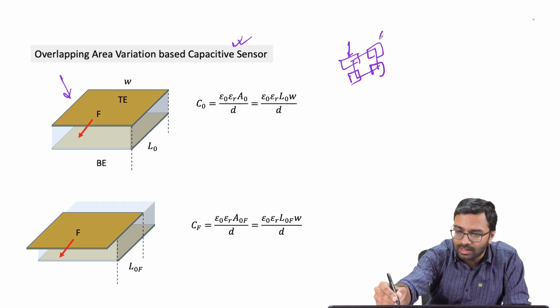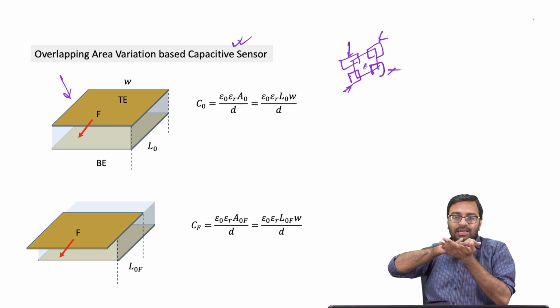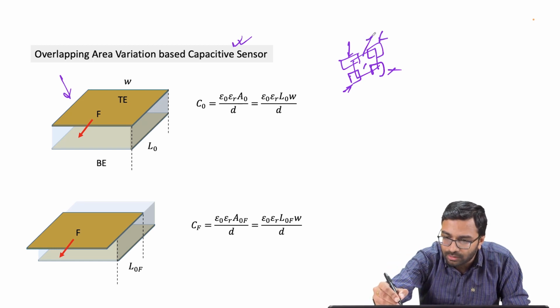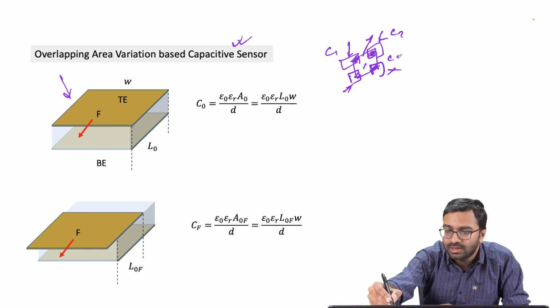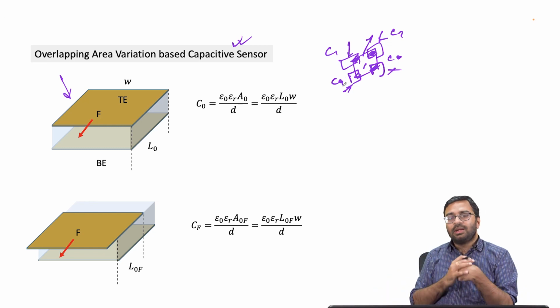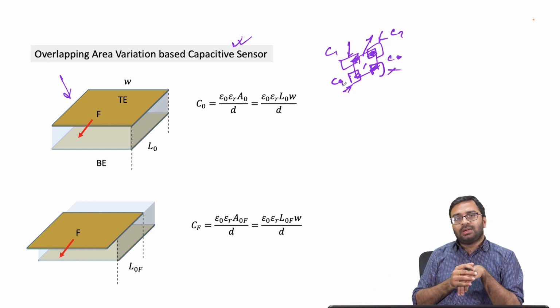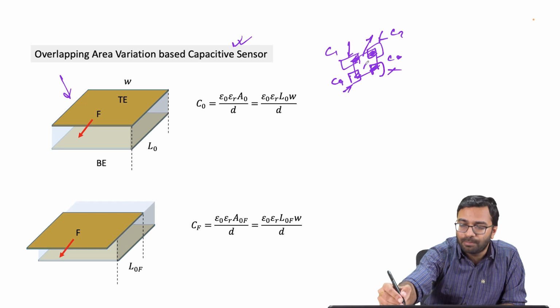These 4 electrodes are actually metal plates. Then you have a top electrode, and in between there was a dielectric. If you move this top electrode in a certain direction, the overlapping area will change, and based on that the C1, C2, C3, C4 values will change, and you can actually detect the force applied on the top electrode.